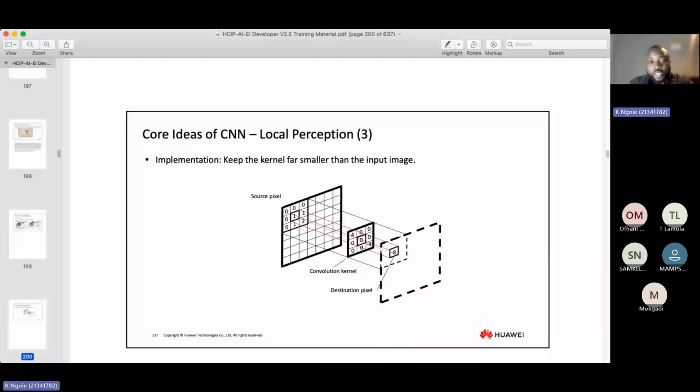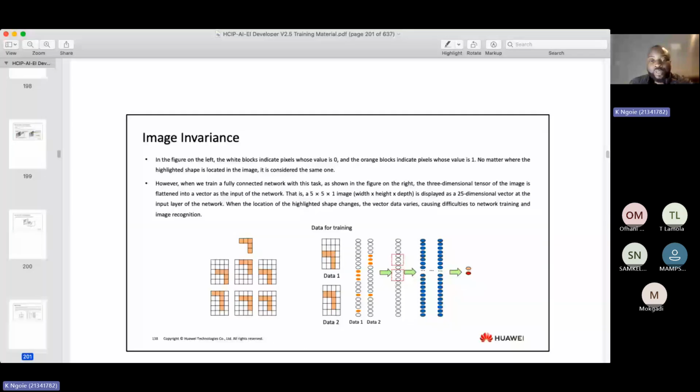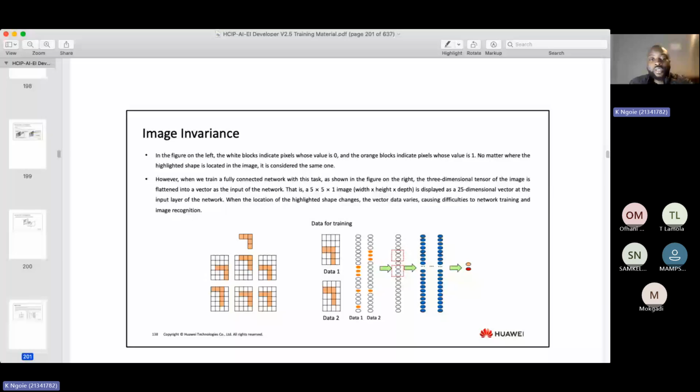In this case, we have the source pixel here. We apply a convolutional kernel, which is a 3 by 3, to this image, which is going to map it. And then we can have what we call image invariance.